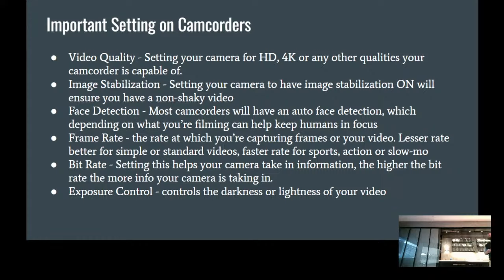Frame rate: the rate at which you're capturing frames for your video. A lesser rate is better for simple or standard videos, and faster rates are for sports, action, or slow-mo. The bit rate is a setting that helps your camera take in more information. The higher your bit rate is set to, the more info the camera's taking in.